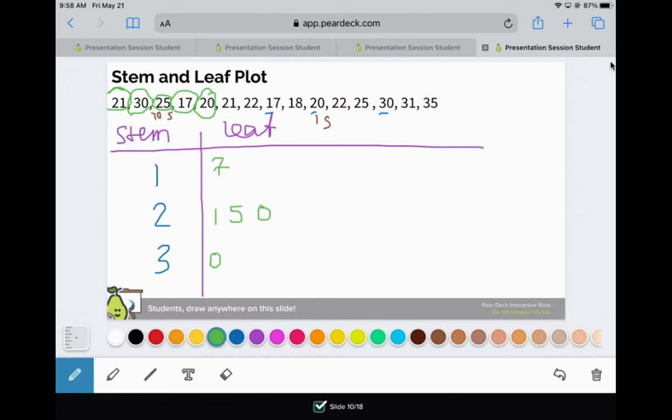20, just a 0. 21, 22, 17 is just a 7. 18, just an 8. 20, 0. 22, 25. There's another 30. 31, 35. Okay. So that's how you do stem and leaf.